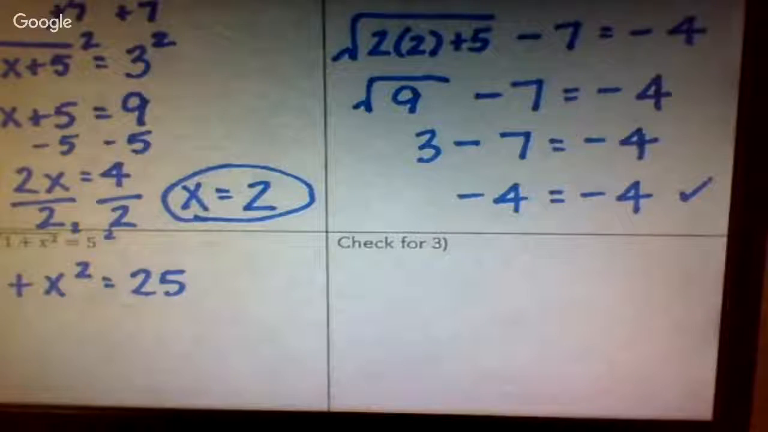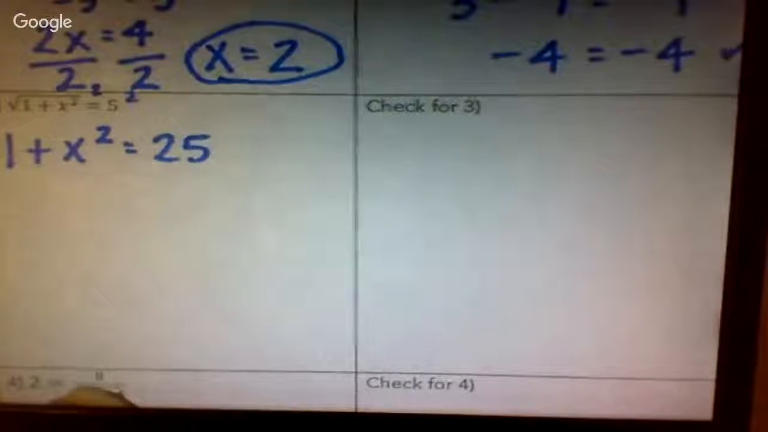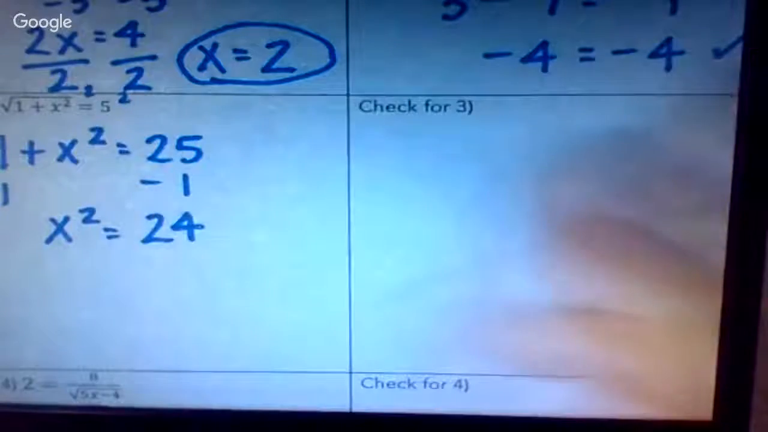Okay, I need to solve for x. So my first step is to what? Get rid of the 1. How do I get rid of the 1? Subtract. It's positive, so we have to subtract. So we get x squared equals 24.